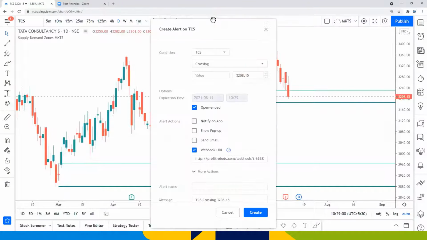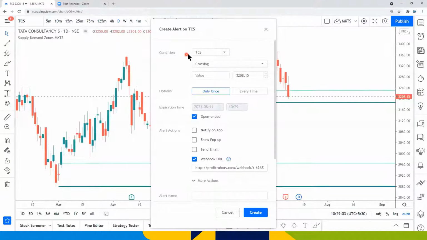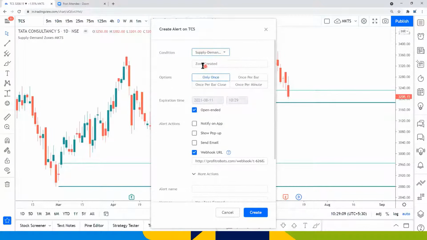Create alert, condition, supply demand indicator, zone created. Whenever a zone is created, you can also set your alerts. Only once, on bar close. So it is better to check it on bar close.